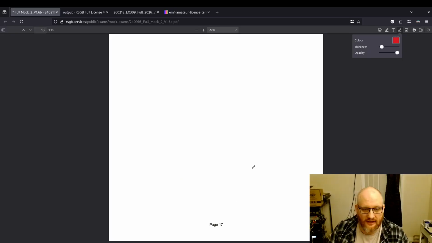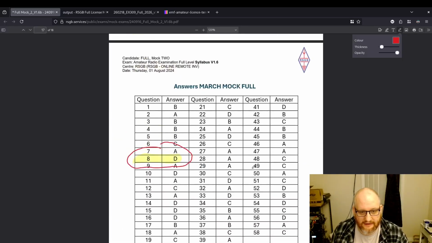Let's skip down to the answer key and see if we've got that right. And yes, we can see because I've highlighted it. Question 8 is answer D, or 14 milliwatts.